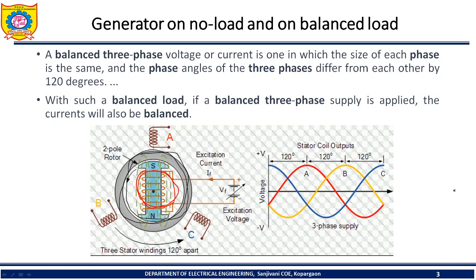In this, another word that may come up is unbalance. The meaning of unbalance is that either all the three phases don't have the same magnitude, or the angle, or both.